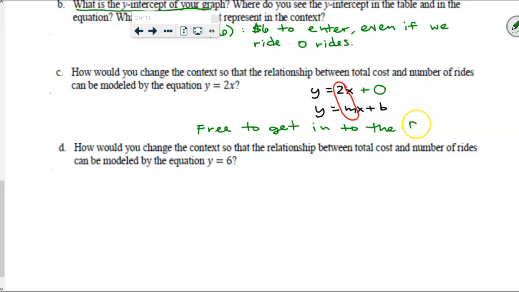And now with that in mind, how would the story need to change if the equation is y equals 6 now? Y equals 6. What would have to change? Talk at your tables again. Okay, now come back and tell me. What would be different? What would change here? Ethan. Exactly right. We only have to pay to get in. Only pay to get in. Rides are free.